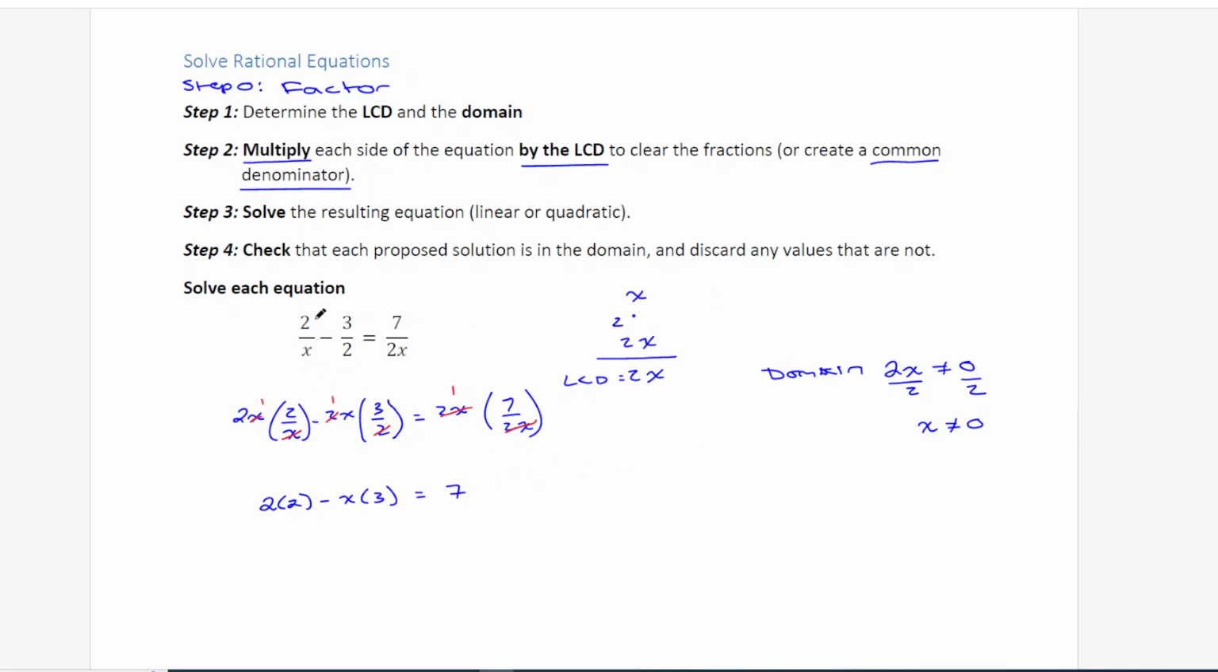If you were doing the creator method, this fraction gets multiplied by 2 over 2. This one gets multiplied by x over x, which would still leave you with the same result. Then I'm going to simplify. I'm left with 4 minus 3x is equal to 7.